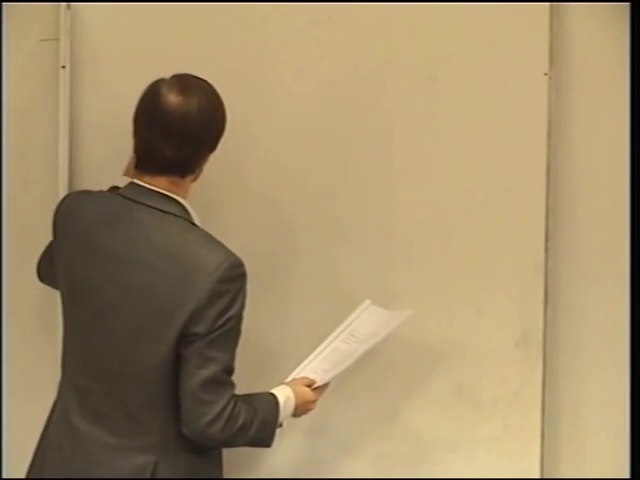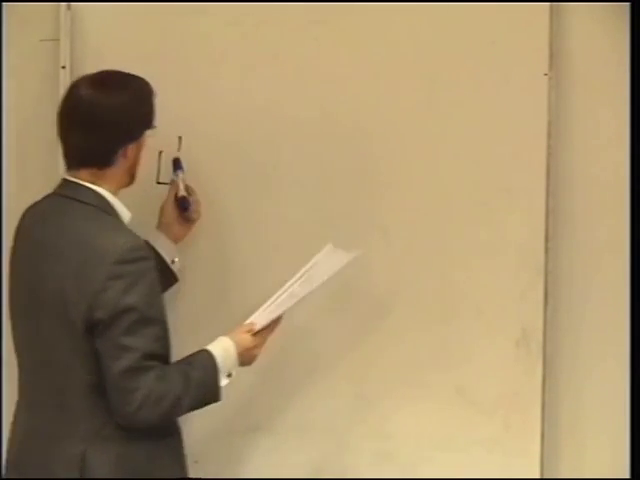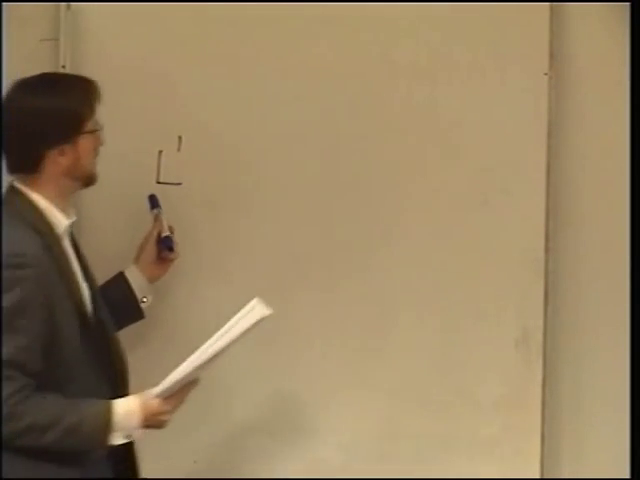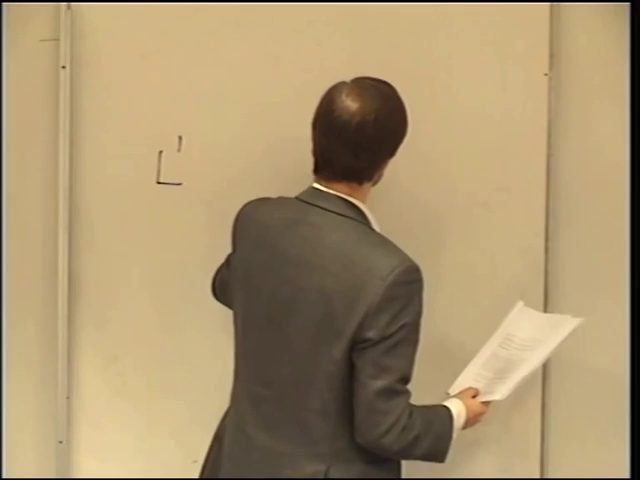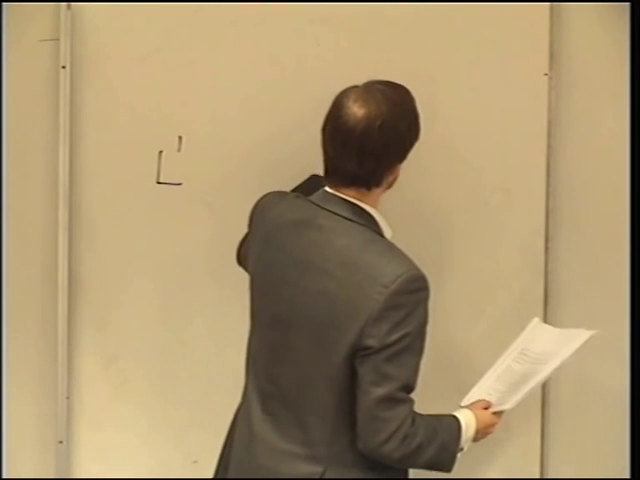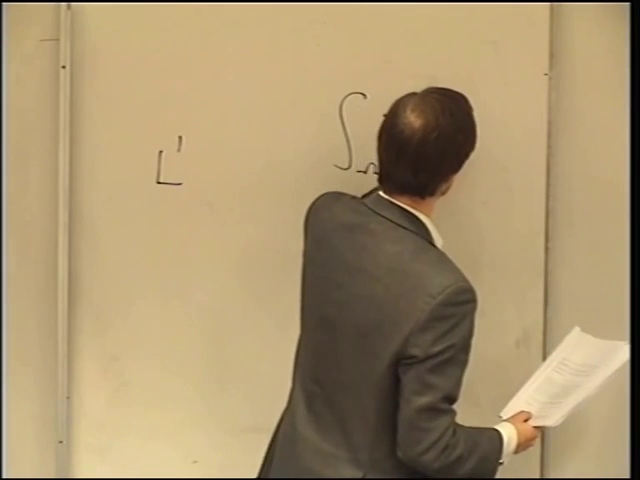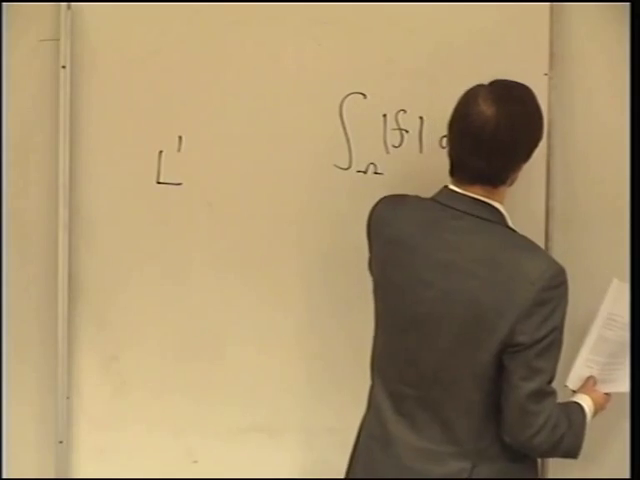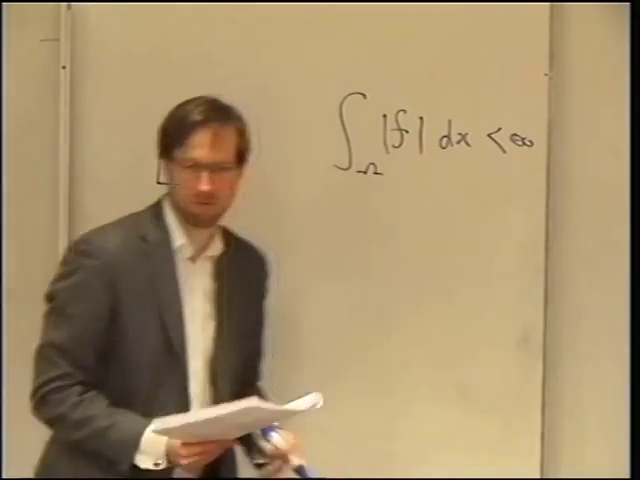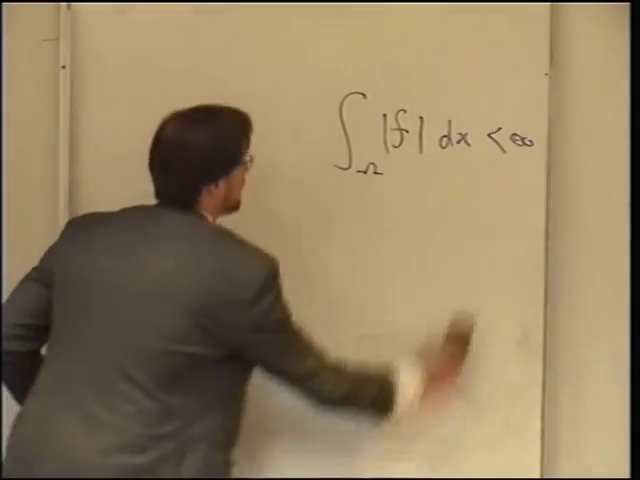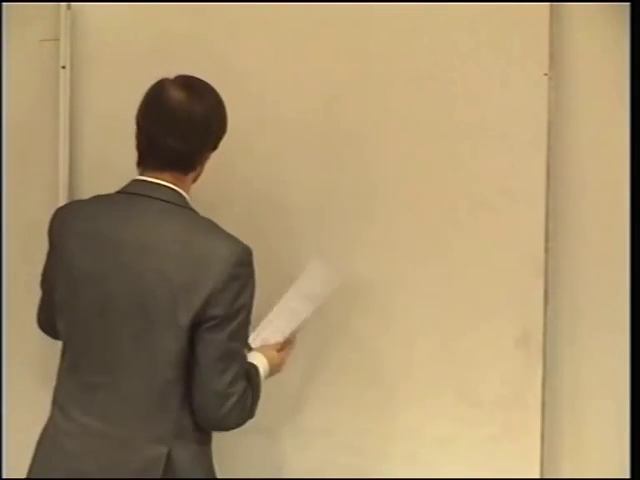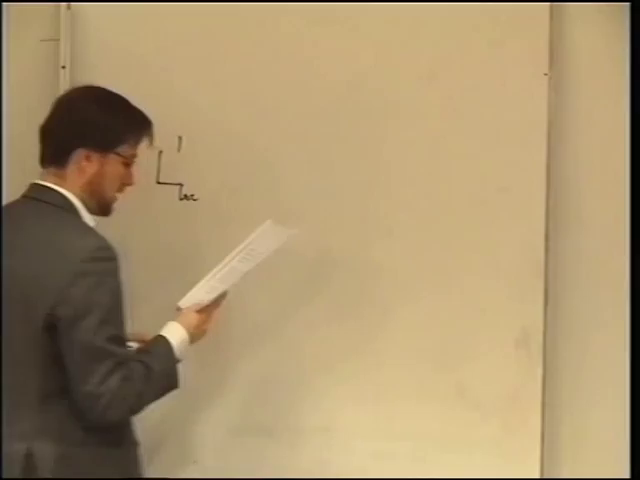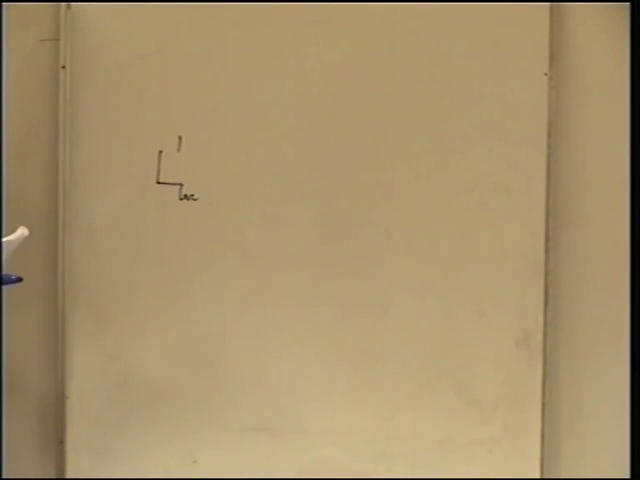So this they're calling L1. So we know what L1 means, right? L1 is all the functions such that the integral over the domain of the absolute value of the function is defined and finite. So that's L1. And L1 loc, the L1 local, is the set of locally integrable functions.